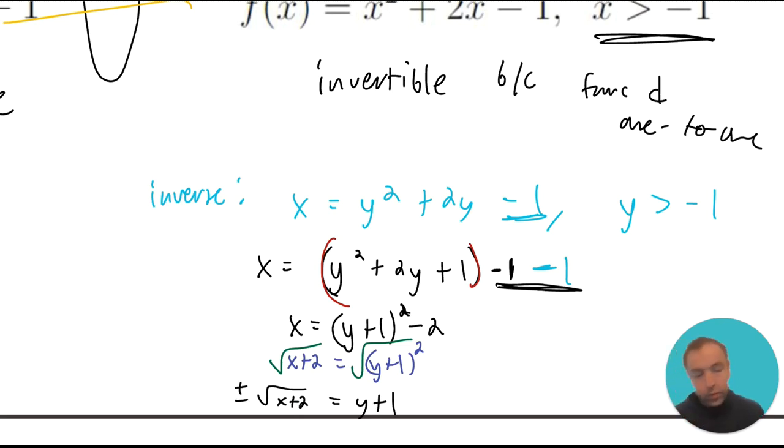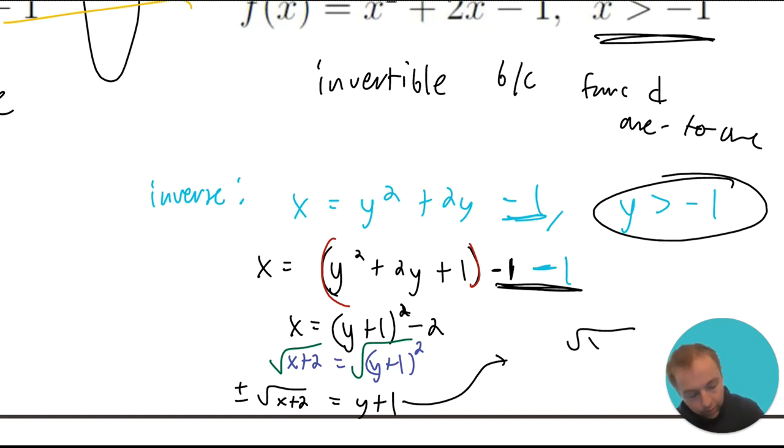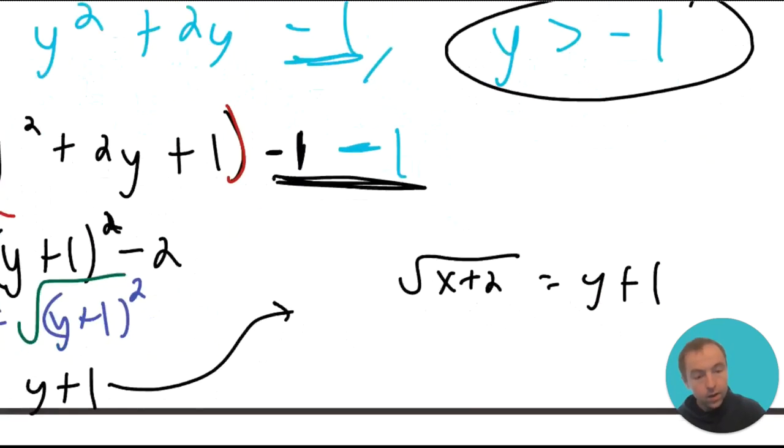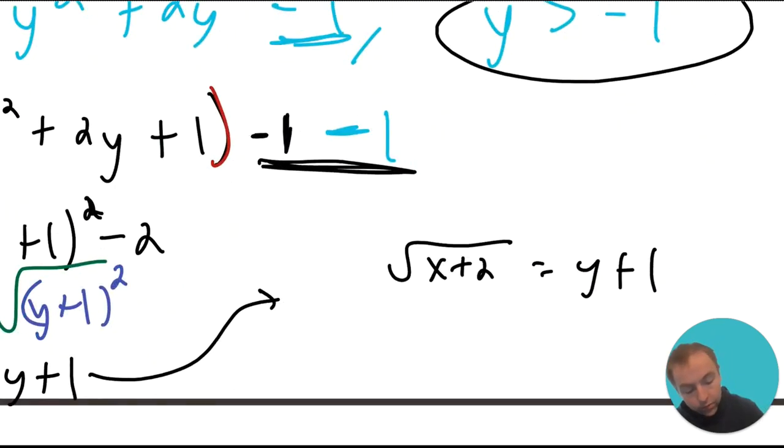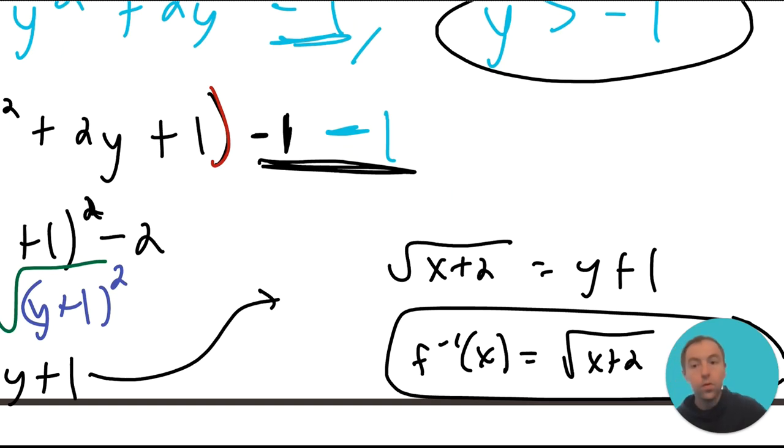Now, technically, you get both plus and minus right there, since we're solving by the square root property. Because we want y to be greater than negative 1, we want positive y's, so we'll take the positive square root. So just the positive square root is equal to y plus 1. And then if you get the y alone by subtracting 1 from both sides, then f inverse of x equals the positive square root of x plus 2, and then subtract 1, for the inverse equation.